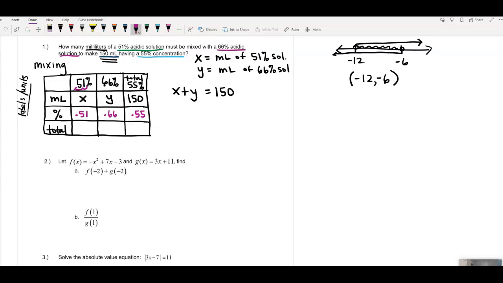So when I multiply X by 0.51, I get 0.51X. I don't know how many milliliters of this solution I need, but I know it needs to be a 51% solution. The other one is 0.66 times Y. And then this is the part that most students forget when we're doing this: you've got to multiply those numbers together as well. So what's 150 times 0.55?